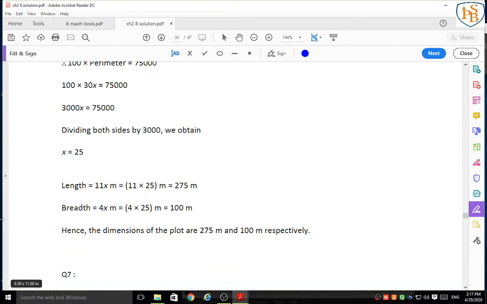So what is the value of x? That is 25. So length is 11x, that means 11 into 25 is equal to 275 meter, and breadth is equal to 4x, that means 4 into 25 is equal to 100 meter. Hence the dimensions of the plot are 275 meter and 100 meter respectively.